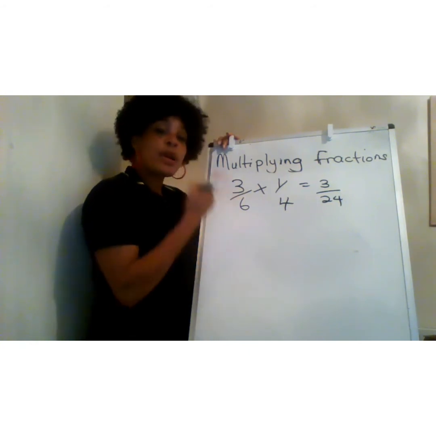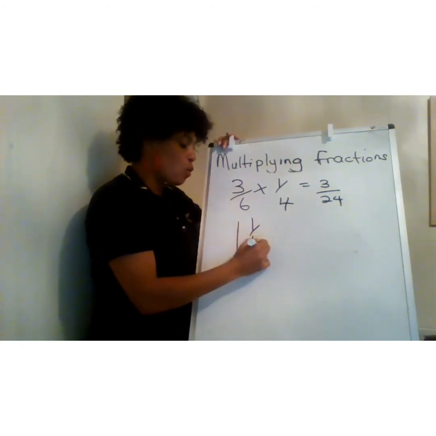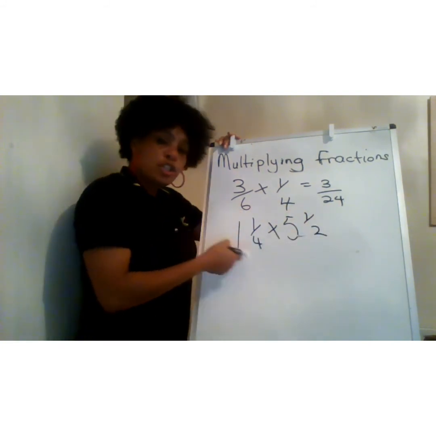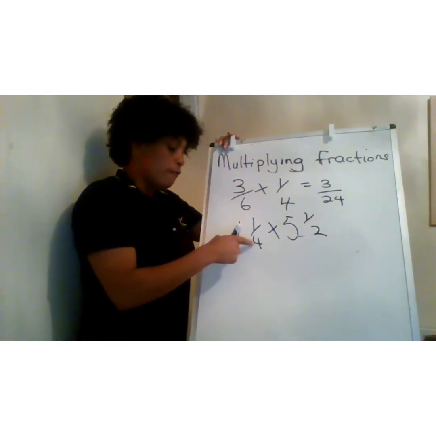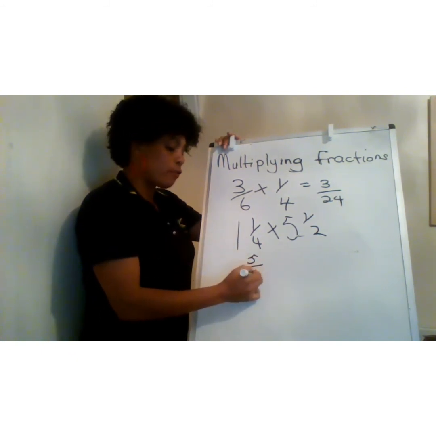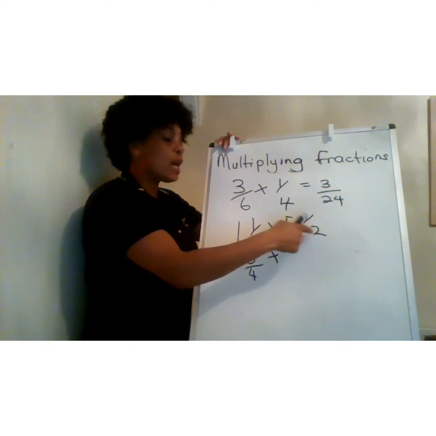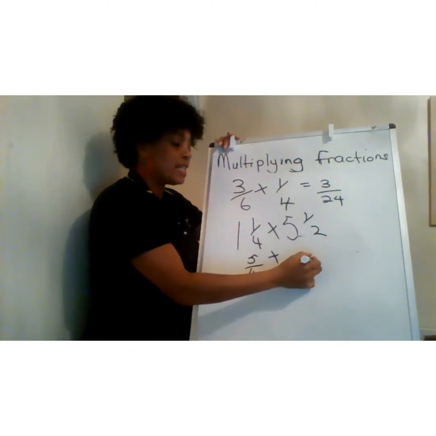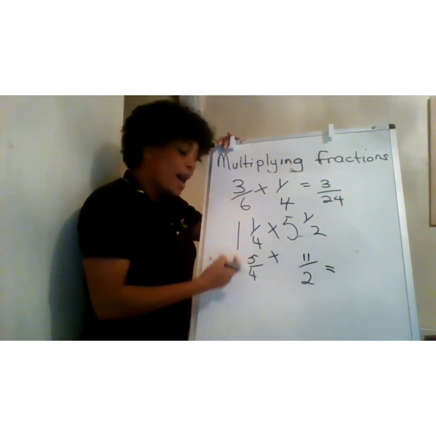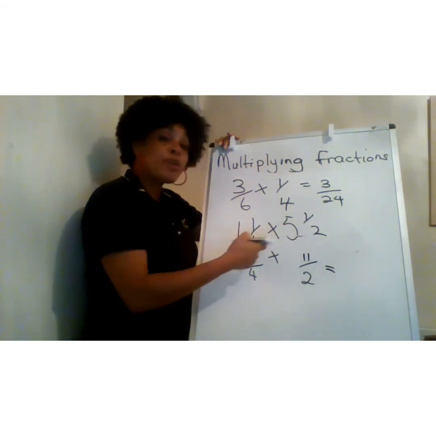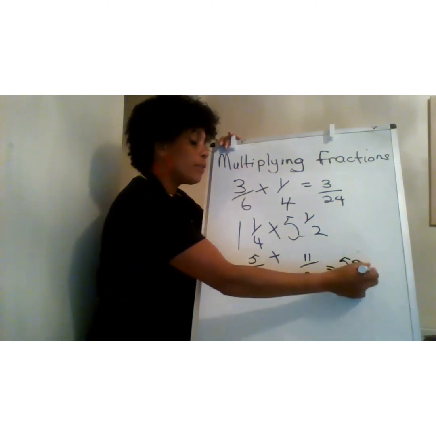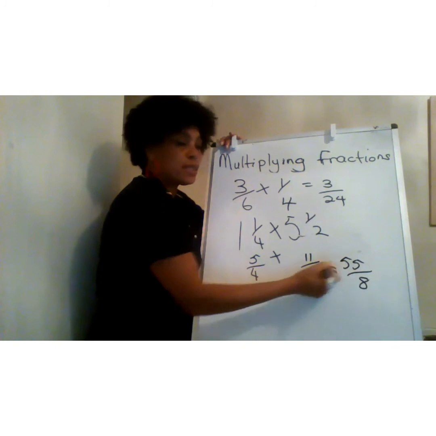If it is a case where it's a mixed number, 1 1/4 times 5 1/2, I change the mixed number to improper fraction. 4 times 1 is 4, add 1 is 5. So we have 5 out of 4 times 2 times 5 is 10, add 1 is 11. So I have 11 out of 2. Once it's like that, I go back to multiply the numerator by the numerator, which in this case is 11 times 5, which is 55, and 4 times 2, which is 8.